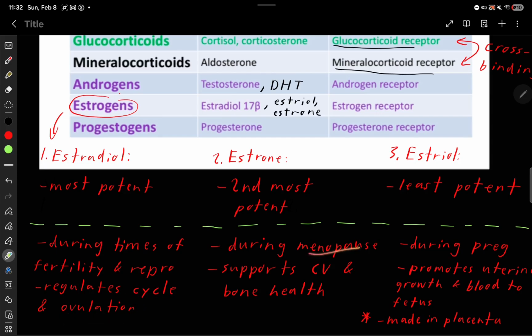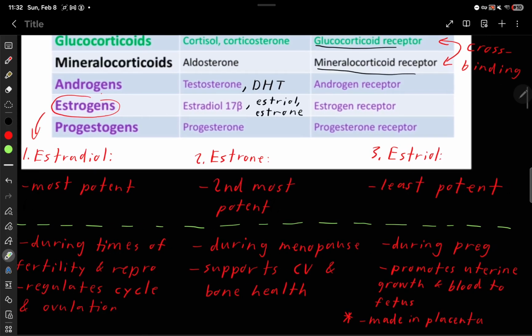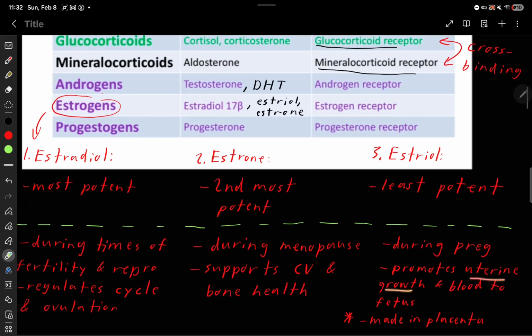During menopause, estrone becomes the main hormone, supporting cardiovascular and bone health. And then during pregnancy, estriol takes over. It promotes uterine growth as well as blood flow to the fetus. And unlike the other two, which are produced in the ovaries, estriol is produced in the placenta, which makes sense because it's so active and relevant during pregnancy.